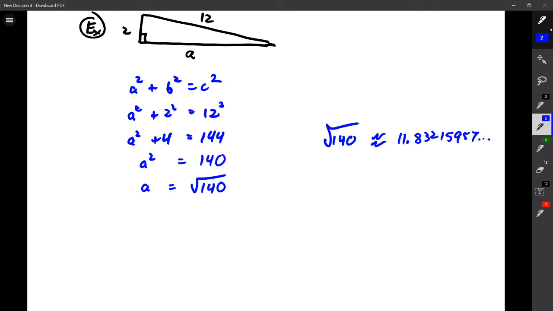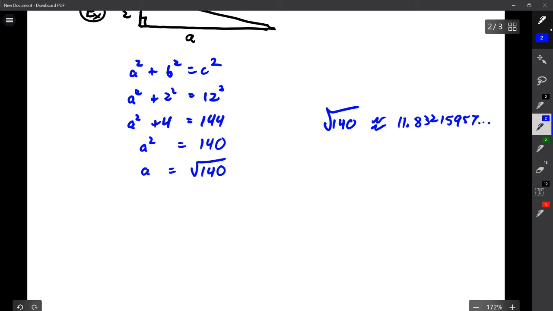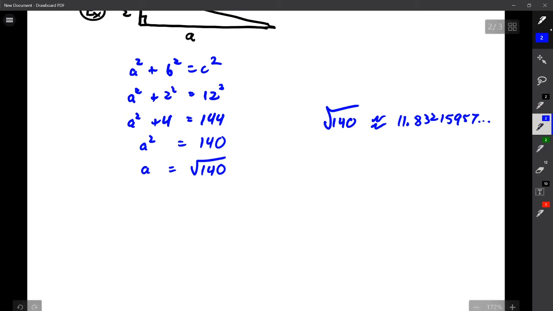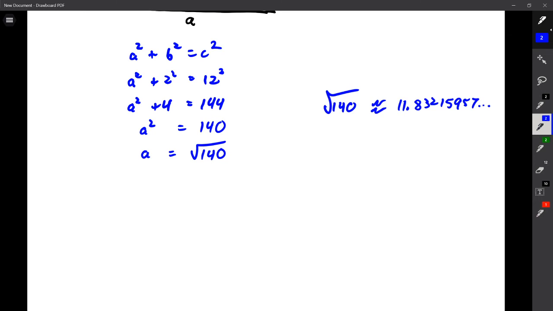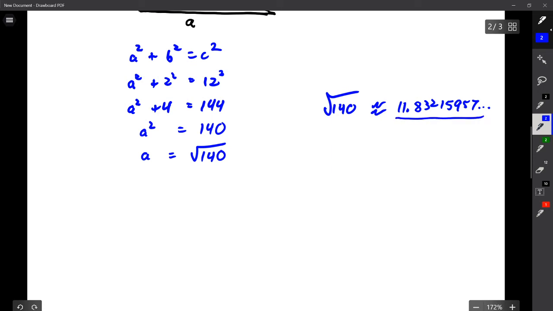But so it's not like 12, okay? Because it's not exactly 12. It's 11.83215957, and then the numbers keep going on forever. So there's no way to write this exactly as a decimal because at some point you have to round. So this is what we mean by writing the exact answer. The square root of 140 is exact. It is exactly whatever this number is that would keep on going forever.